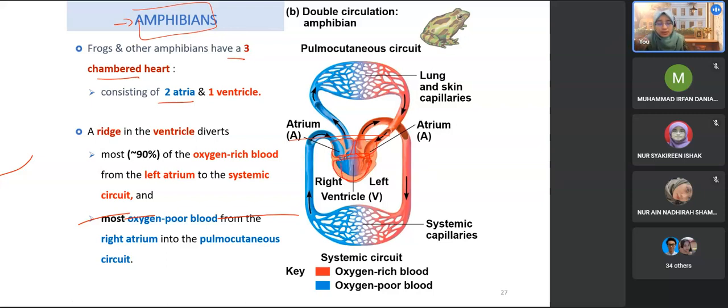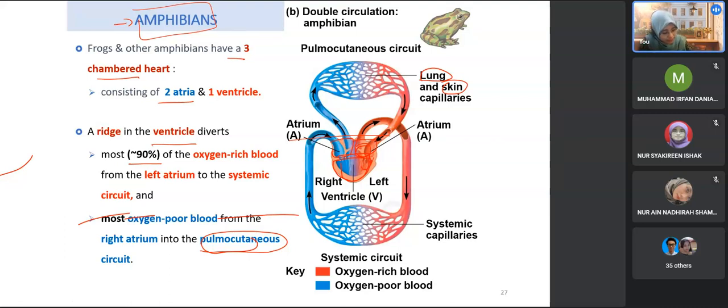A ridge in the ventricle diverts most, about 90%, of the oxygen-rich blood from the left atrium to the systemic circuit, and most of the oxygen-poor blood from the right atrium into the pulmocutaneous circuit. The pulmocutaneous circuit involves both the lungs and also the skin for gaseous exchange. So these are for frogs.